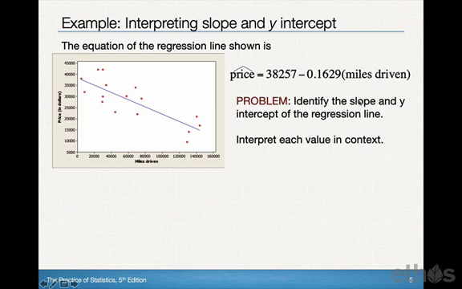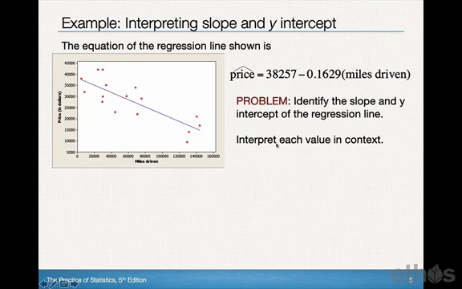So you are identifying miles driven as the input and negative 0.1629 as the slope, by inserting it in the equation here. And not introducing x and y when you don't need to as variables just saves time.